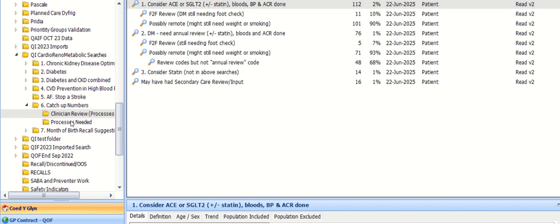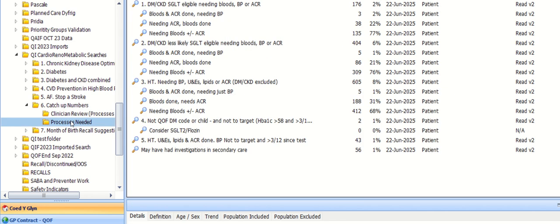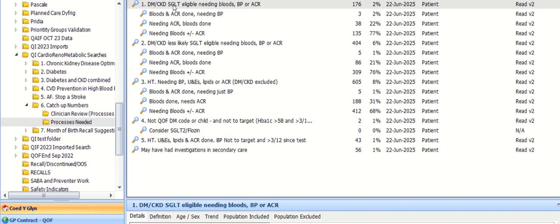The other search then, which is going to be bigger numbers, is looking at our various groups who have an outstanding process. So again, slightly busy, but I'll go through them because generally it's the diabetics and CKD who we are wanting to bring in for a missing process, and I've combined the two, so it's diabetics and or CKD, and I have 176 who need blood tests, blood pressure or ACR.